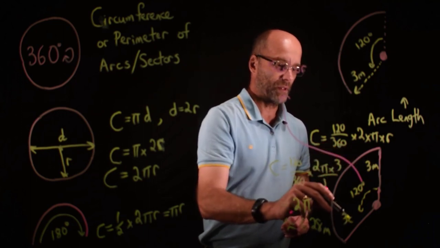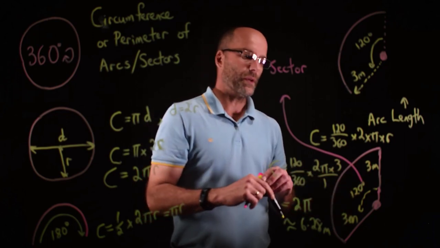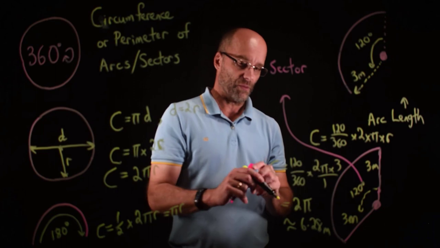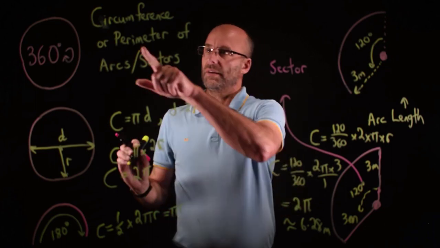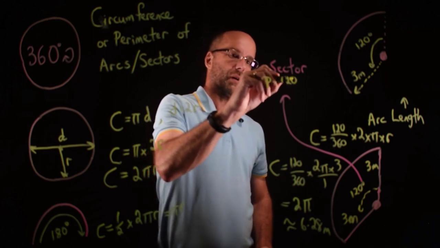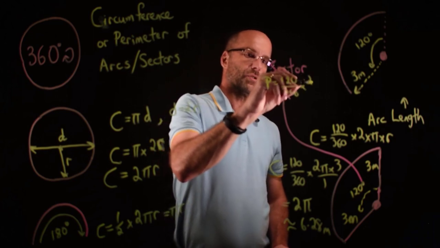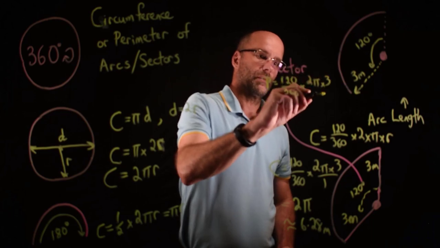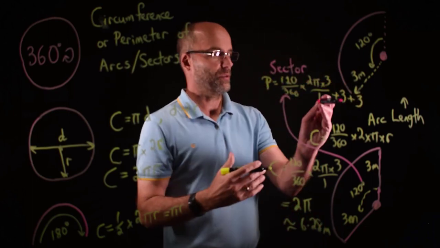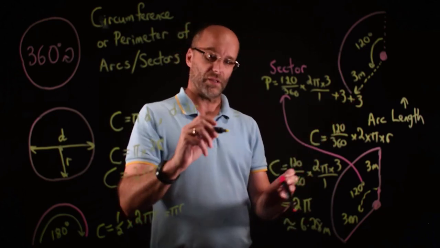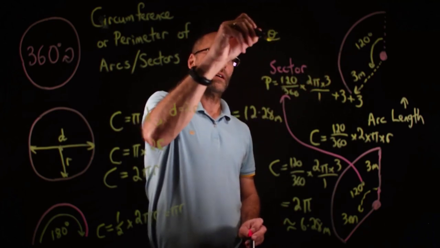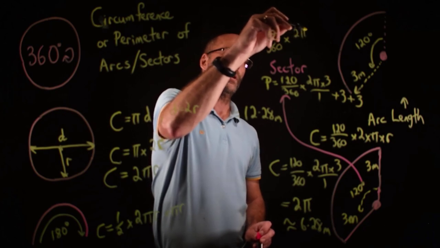In fact, the radius is there twice, 3 meters on each. So what we have to do is take this distance that we found plus that and that. If we filled that in there, we'd have the same thing. So when we get to a sector, we need to talk about the perimeter. So perimeter equals 120 over 360 times 2 pi times 3. Now we've got to add on 3 plus 3. We'll add 6. You could have said 2 times 3. We just have to add 6 onto that, and that's 12.28 meters. So in general, we say it's theta over 360 times 2 pi r.